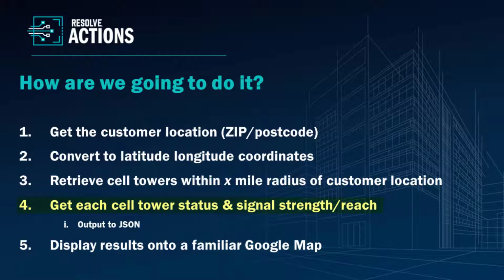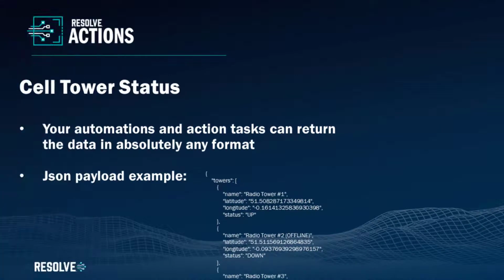For each local cell tower, we need to get its current service status and other needed information. And as an example, all of this data can be packaged up into a JSON payload that Resolve Actions will use when integrating with Google Maps to create the Google map. Now here's an example. There are many different ways to get to this stage, but ultimately we just need a list of all the local cell towers and some other relevant information such as the cell tower status.